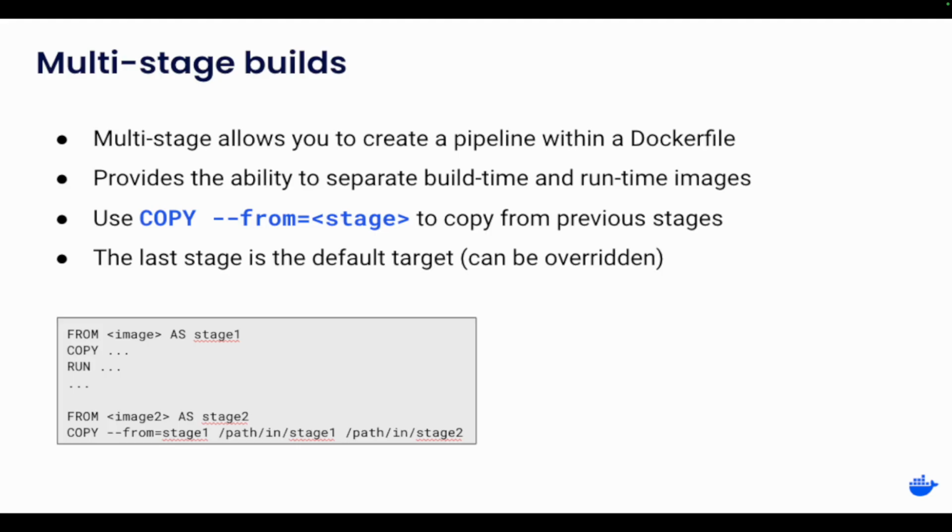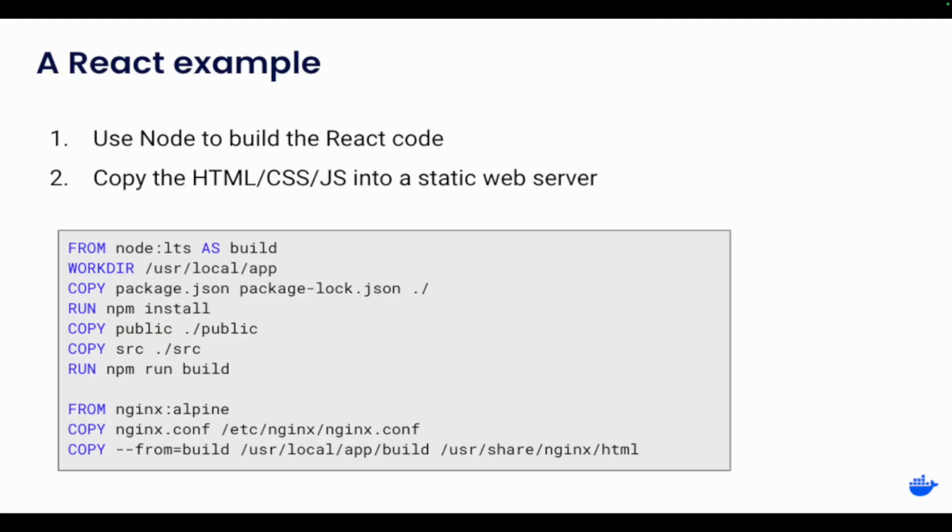So looking at the example down here at the bottom, we have FROM image AS stage 1. And then we're doing a bunch of copies and runs and compiling things and all that. Then later on, we have a FROM image 2, so a different base image, AS stage 2. And then we're going to copy from stage 1 the output of all that compilation and copying that we did earlier to a directory in stage 2, which is going to be our runtime environment. So we're just copying the output and not all the other pieces that are in there that we don't need in our production environment.